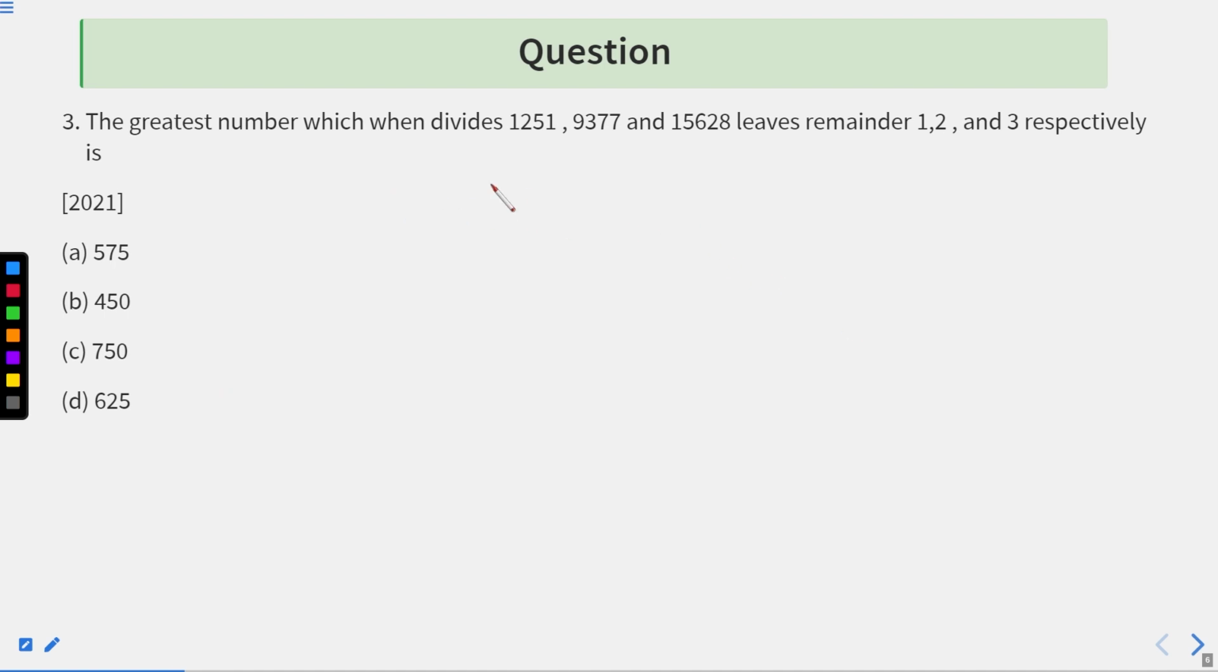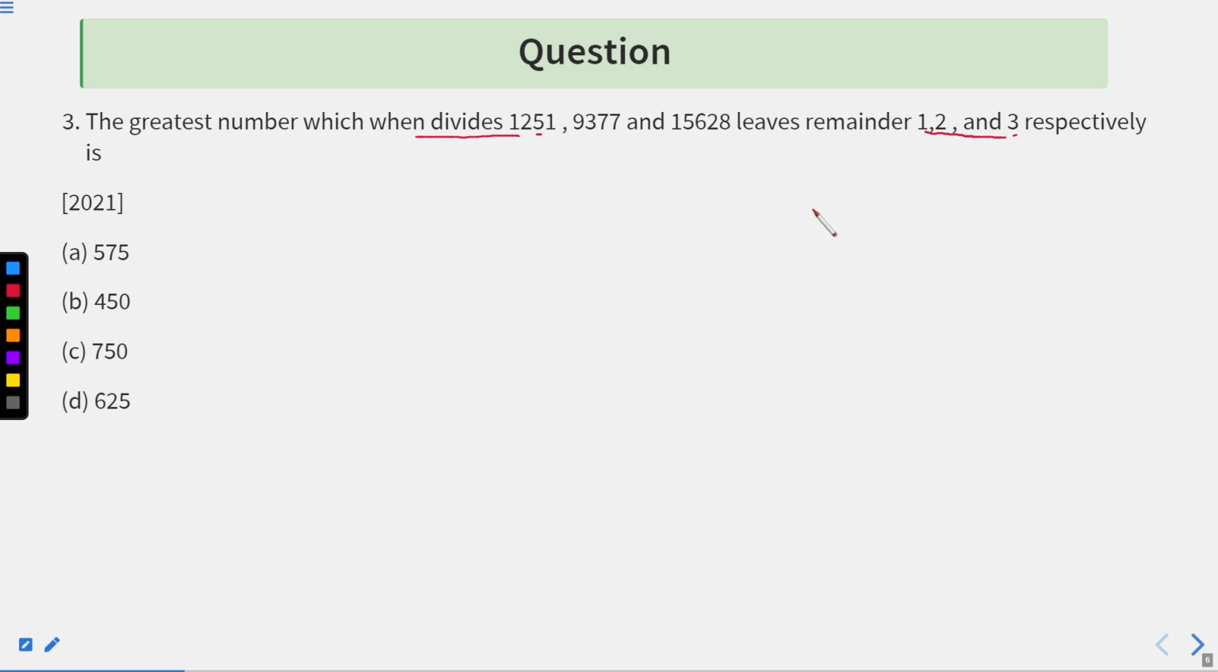In the next question we have been asked: the greatest number which when divides 1251, 9377 and 15628 leaves remainders 1, 2 and 3 respectively is what? Here we have been given 4 options, so among these 4 options, we have to say which option is correct. Basically, we have to find the greatest number which when divides these numbers leaves remainders 1, 2 and 3.